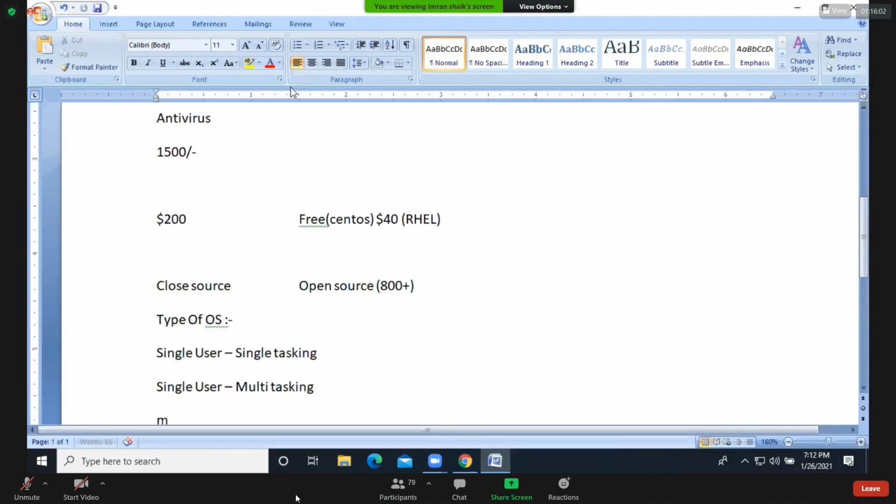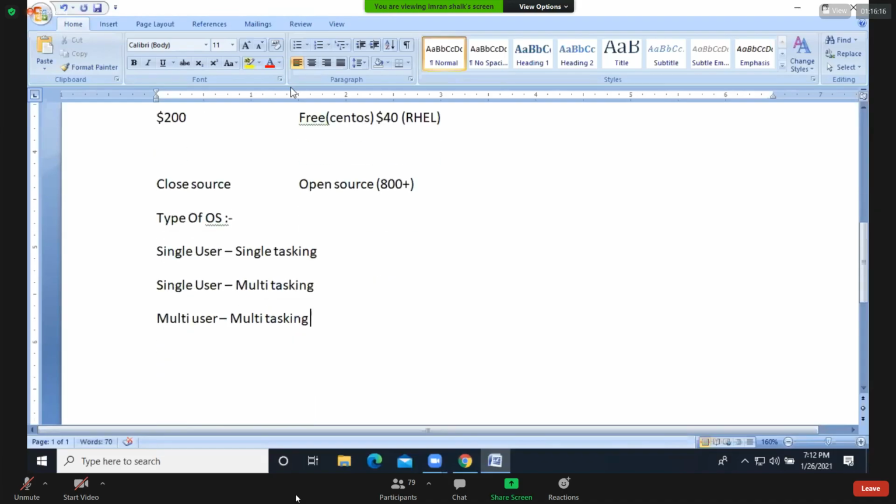Okay, multi-user, multi-user, multitasking. So clear? Single user, single tasking, single user, multitasking, and then multi-user, multitasking. Okay.